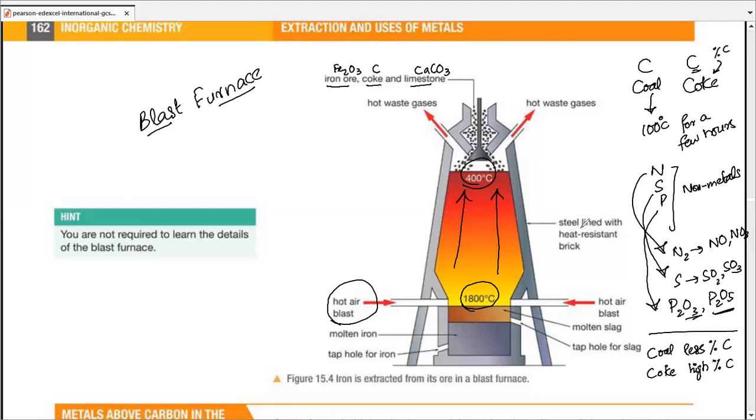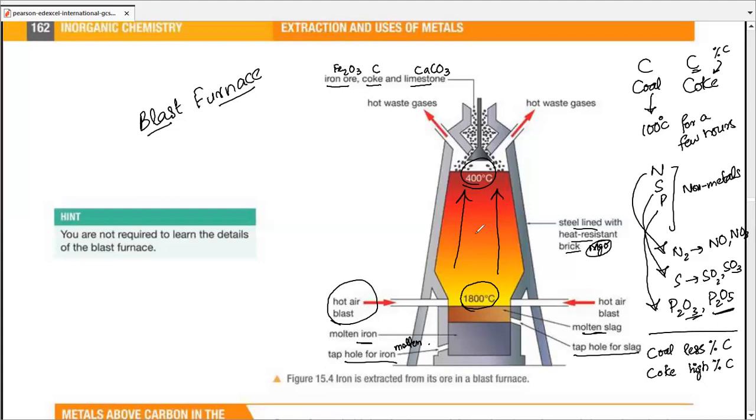The blast furnace is lined with steel and heat-resistant bricks, usually made out of magnesium oxide. Now we have two different taps. One tap hole is for slag, the waste material that goes out, and one tap hole is for iron, which is actually molten in this case, as mentioned over here. Both the slag and iron are in molten forms.